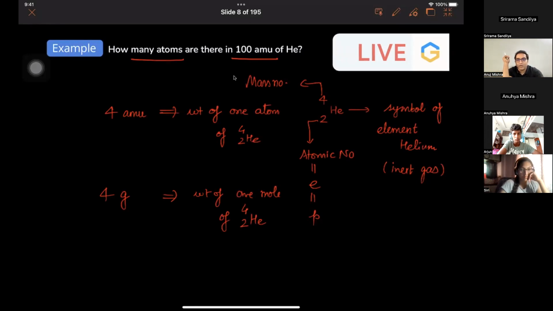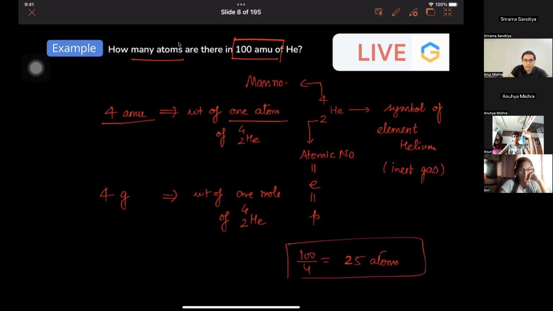Many students are giving the correct answer. I'm really appreciating these students. Wonderful. So they understood. See, one atom is 4 AMU. How will you go to 100 AMU? One atom is 4 AMU. 4 plus 4, 8 plus 4, 12. You have to reach 100. How many? 25 atoms we have to collect, right? 100 divided by 4. That's your answer. Is it a simple question or not?